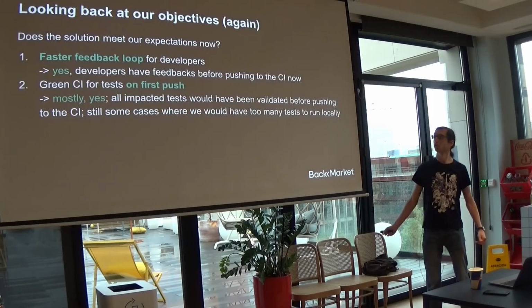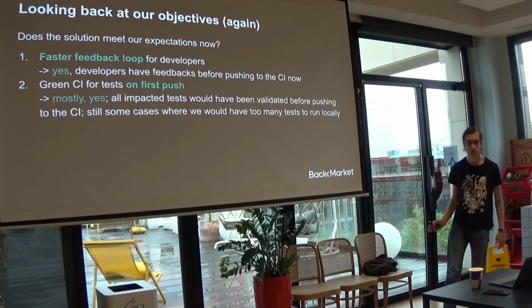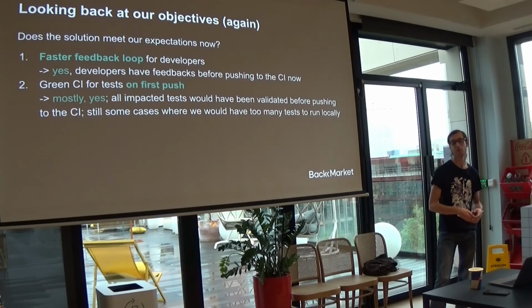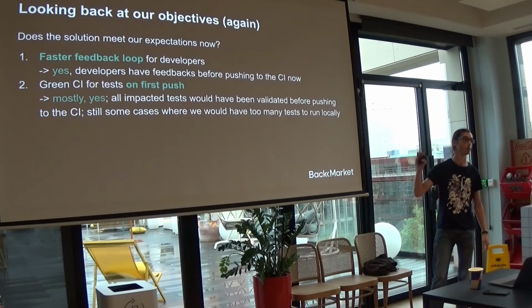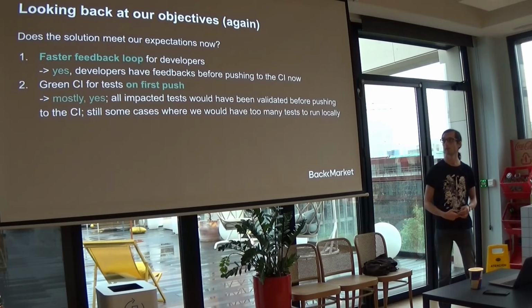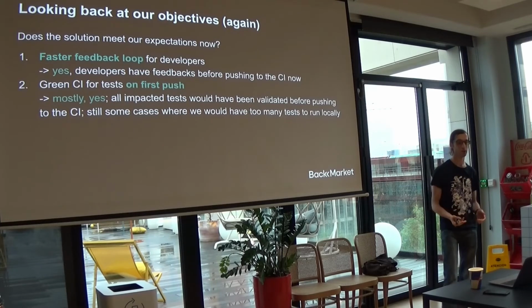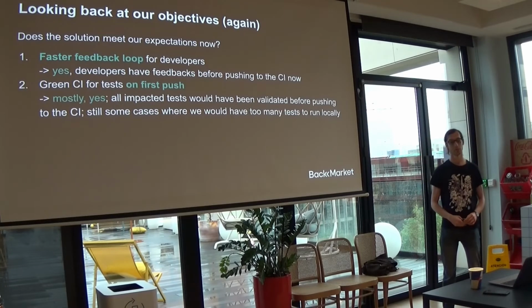Okay. So looking back at our objectives again, does this new solution meet your expectation now? The first one was about having a faster feedback loop for developers. So I think that yes, developers now have feedback before pushing to the CI. So this is way better than waiting maybe 10 minutes or a bit less on the CI. And the second point was about having a green CI before pushing the code to Git and waiting for the CI to run. So mostly yes, because now developers know beforehand, before pushing to the CI, all the impacted tests that would have been validated before pushing it.